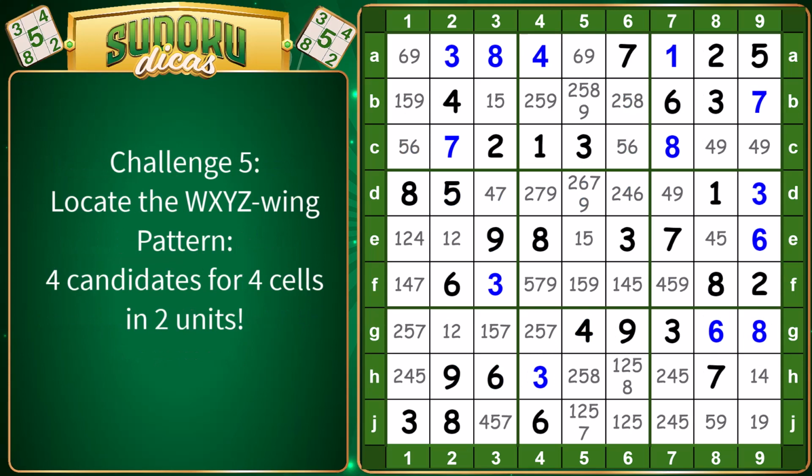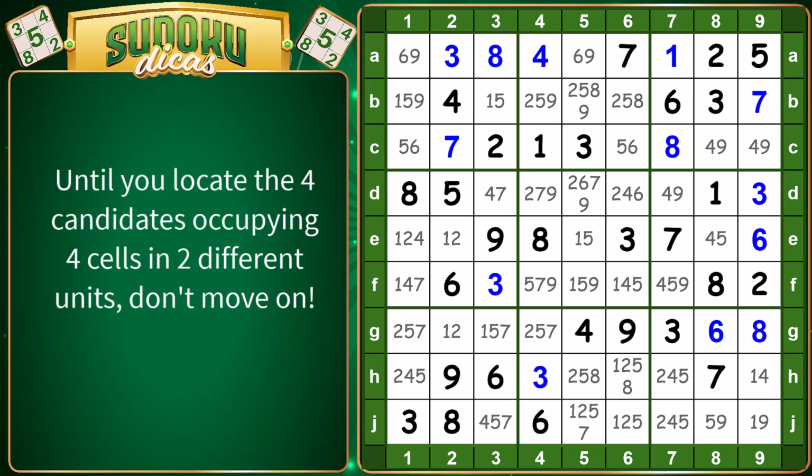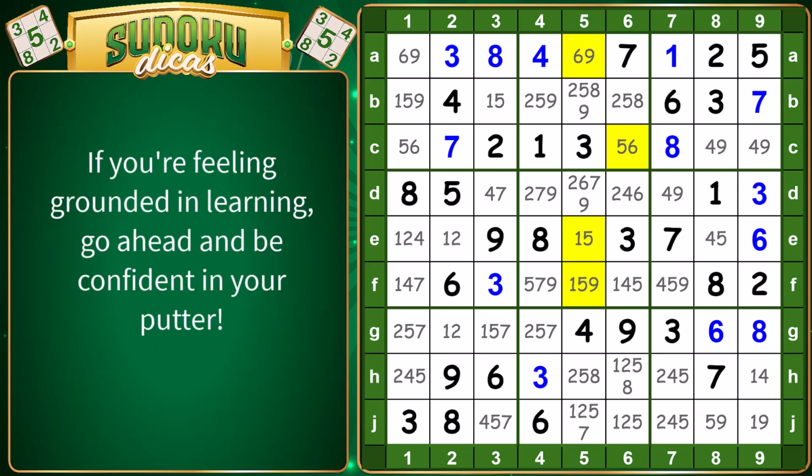Challenge 5. Locate the WXYZ-Wing pattern. 4 candidates for 4 cells in 2 units. Pause the video and get your head to think logically. Until you locate the 4 candidates occupying 4 cells in 2 different units, don't move on. The riddle is to be overcome. Pause the video. Restart it from the beginning if your difficulties were too great. If you're feeling grounded in learning, go ahead and be confident.